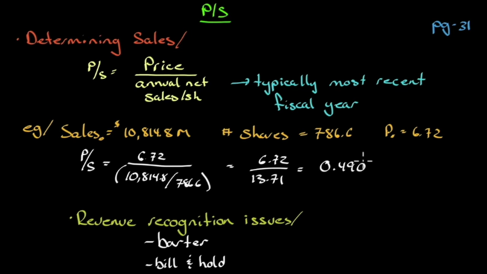That's what we need to pay attention to. Are there any revenue recognition issues that we should be aware of? Well, are there any significant barter issues? When we talked about revenue recognition back in level 1 for FRA, we looked at the effect of barter.